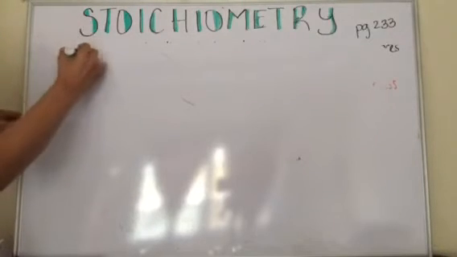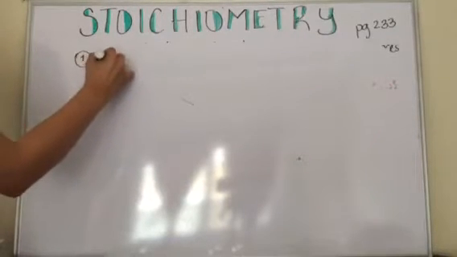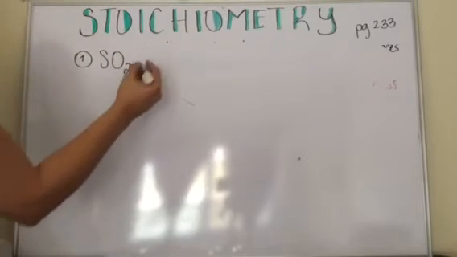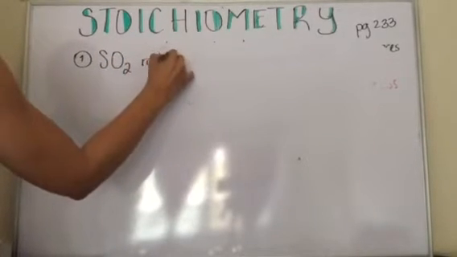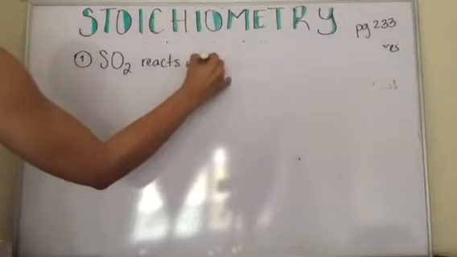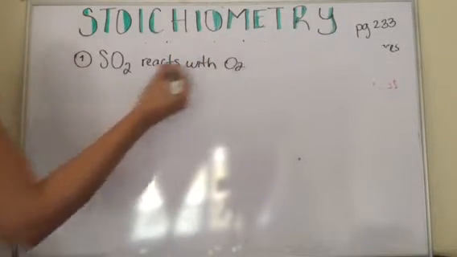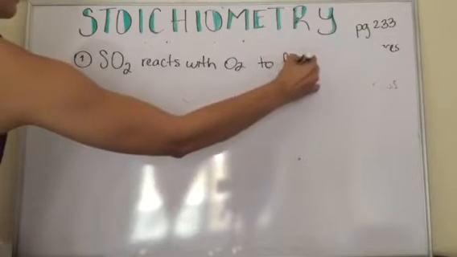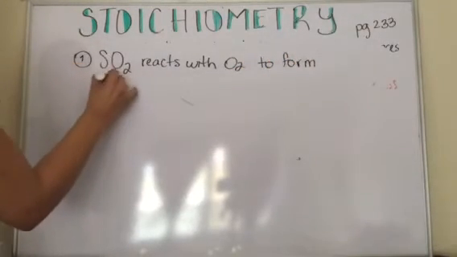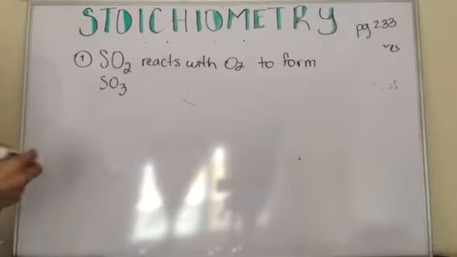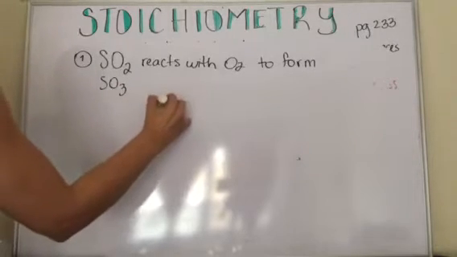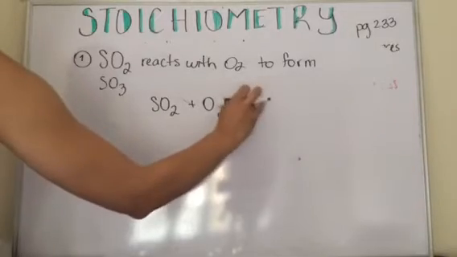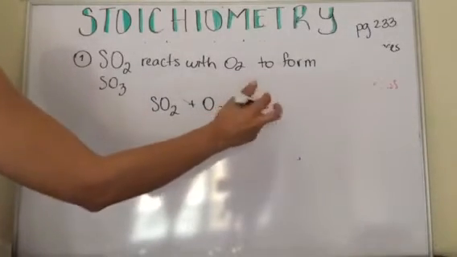All right, so we have an example. SO2 reacts with O2 to form SO3. So we have our chemical reaction: SO2 plus O2 equals 2 SO3.